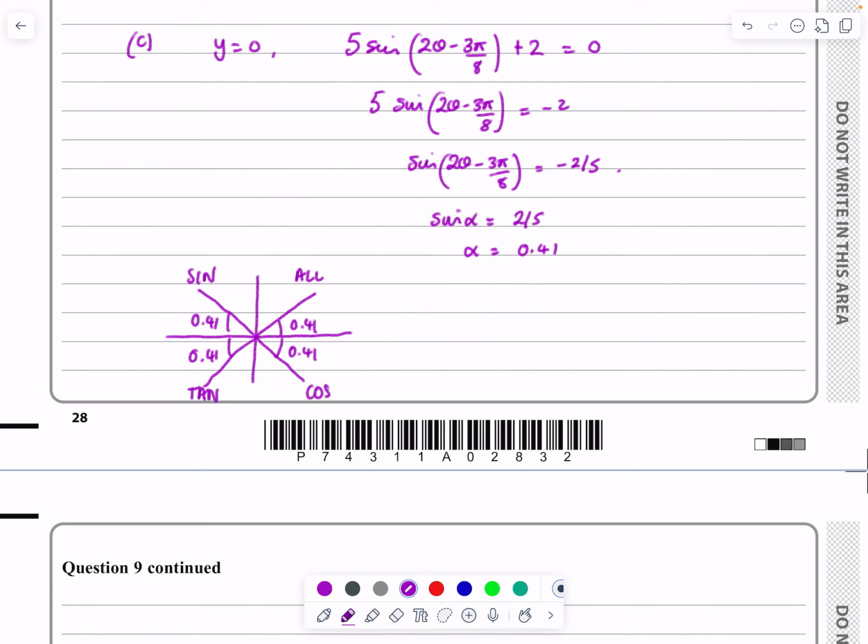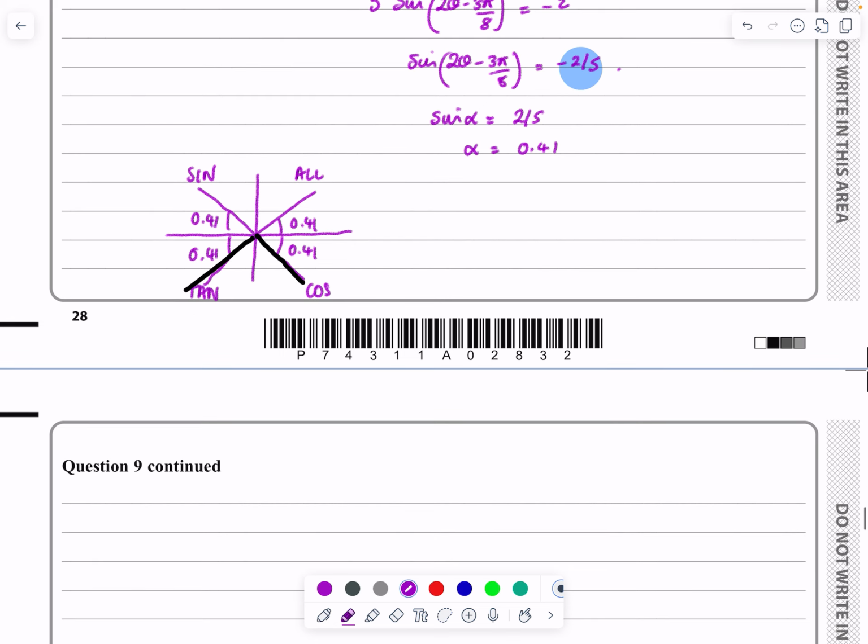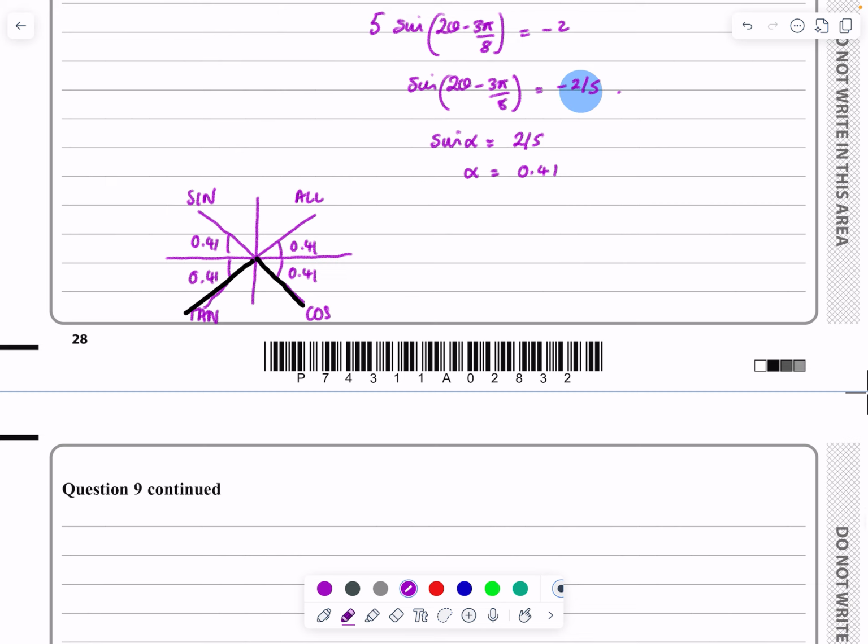Well, I want my sine 2 theta to be equal to minus 2/5. So if I want it to be equal to minus 2/5, then my possibilities are here, where tan is positive, and here, where cos is positive. So what we're able to say then is, okay, 2 theta minus 3 pi over 8, what's it going to be equal to? Well, I'm not necessarily going to do this in the right order to start off with, but it's going to be equal to that angle there.